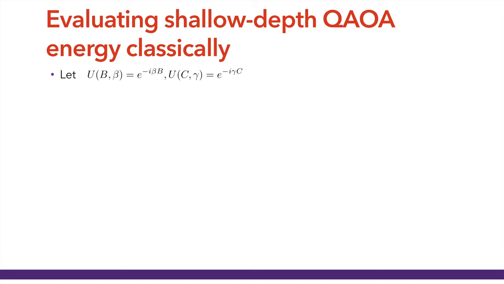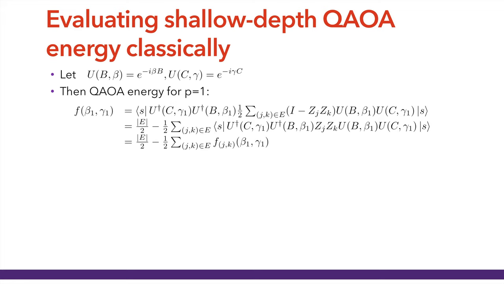So let's denote our operators by U of B beta and U of C gamma. And let's look at QAOA energy for P equals 1. S is our uniform superposition. We can take the identity out, and this gives us a number of edges over 2 term. Then on the right, we have this minus 1 half sum over edges of an operator that is centered around Z_j, Z_k. I'm going to call this the contribution of the edge jk to our energy. And by linearity, it's just a sum over edges of these contributions.